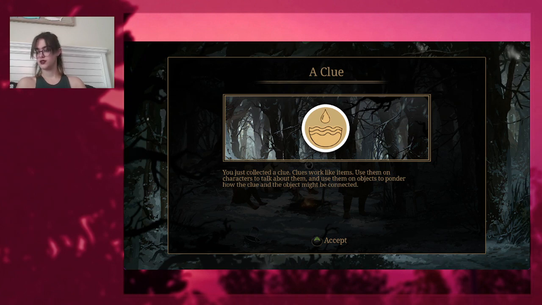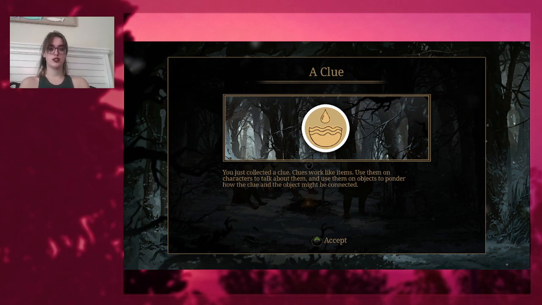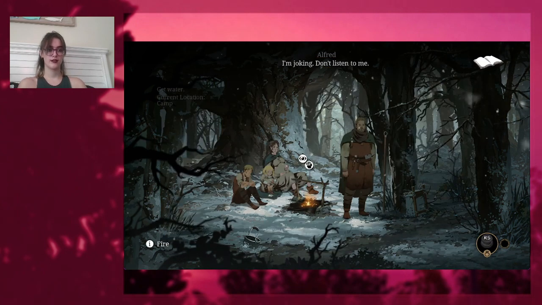A clue. Fantastic. Clues work like items. Use them on your characters to talk about them, and use them on objects to ponder how the clue and the object relate. Maybe we can sell the baby. Alfred! I'm joking. Okay.